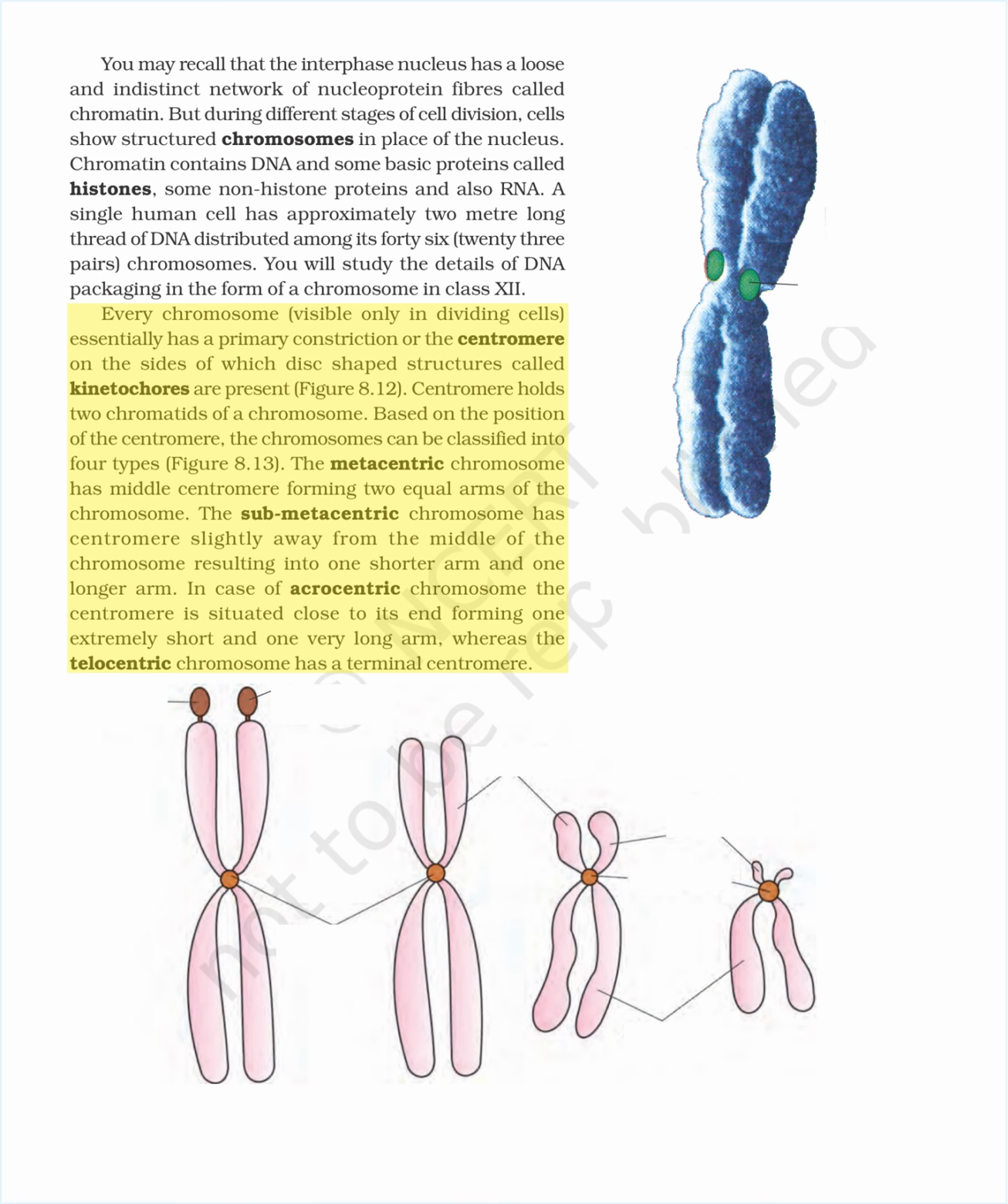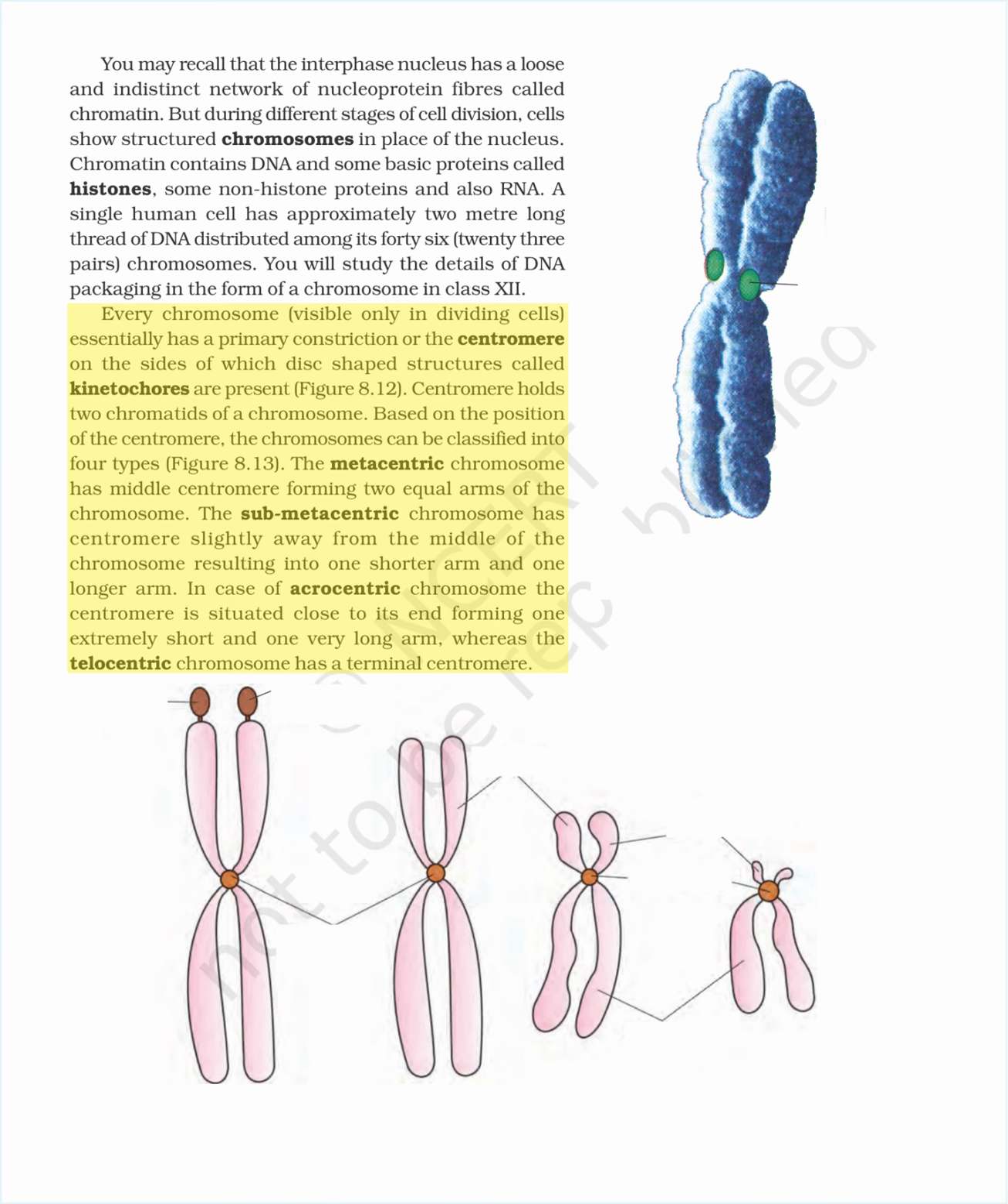Every chromosome, visible only in dividing cells, essentially has a primary constriction or the centromere, on the sides of which disc-shaped structures called kinetochores are present, Figure 8.12. The centromere holds 2 chromatids of a chromosome. Based on the position of the centromere, the chromosomes can be classified into 4 types, Figure 8.13.